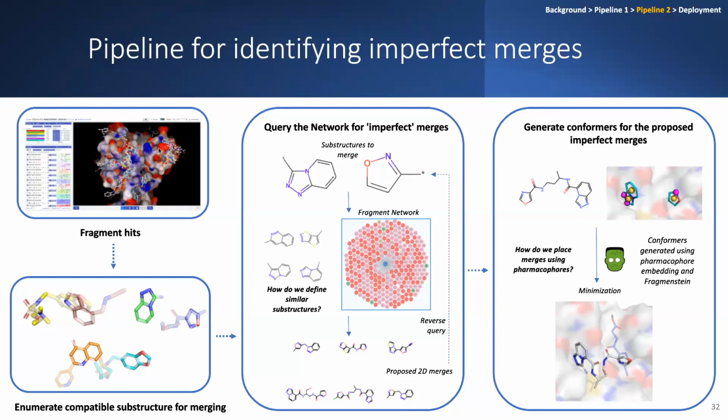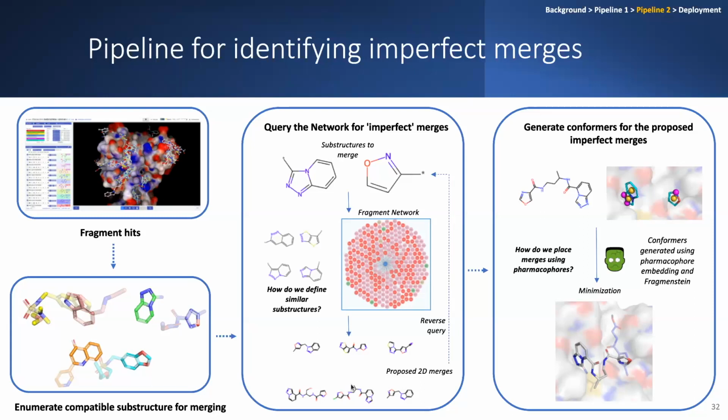So we start off with our fragment hits, and instead of enumerating pairs of fragments to merge, what we're doing is enumerating compatible substructures from that fragment pool. We make sure they're compatible in terms of things like their spatial arrangement, and we can also prioritize substructures that are responsible for some of the most observed interactions, or the most important interactions. We can then query the network in order to find these imperfect merges. This time, instead of specifying that we want the merges to contain exact chemical structures, we can replace some of the substructures with things that are pharmacophorically similar using on-the-fly similarity calculations.